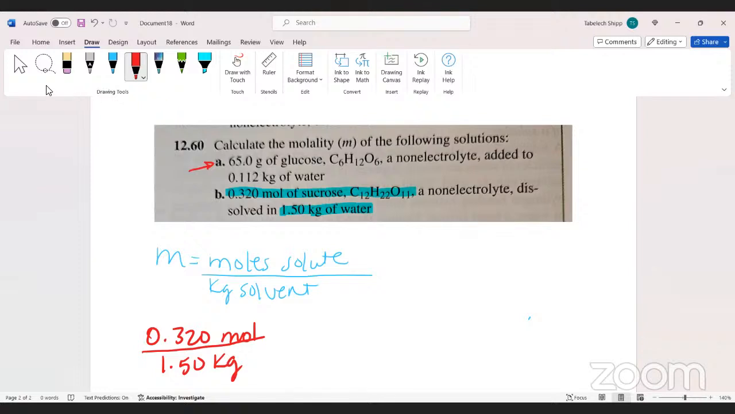So in part B, we made it easy for you. We got the moles and we got the kilograms. So just plug this in, 0.320, and divide that by 1.50, and you get 0.213, and that funny shaped M for molality.